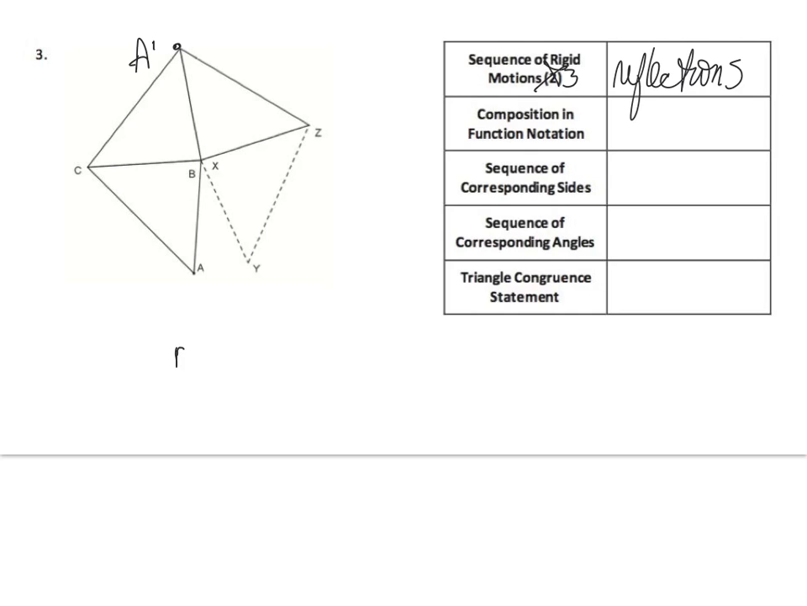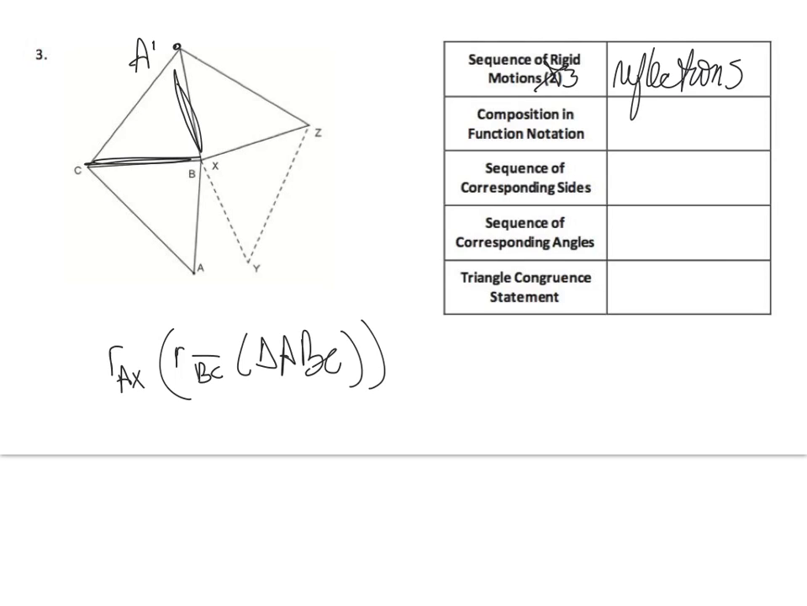Reflection, first we're going to go reflection over segment BC of triangle ABC. And then another reflection, so we just did over this line. Now let's go over AX. And then we'll reflect again over this line, XZ. Cool, that was number 2, composition function notation.